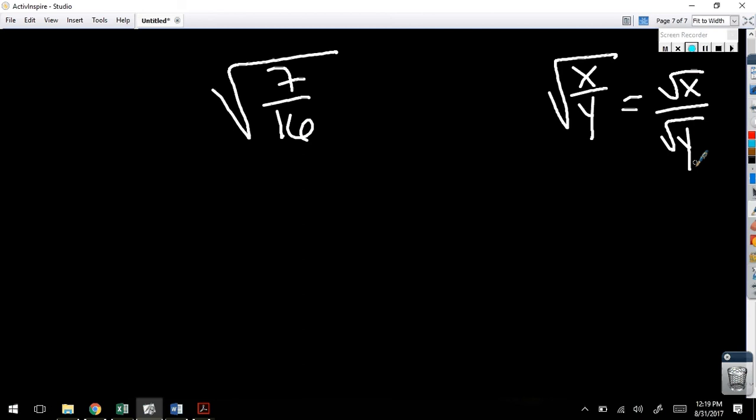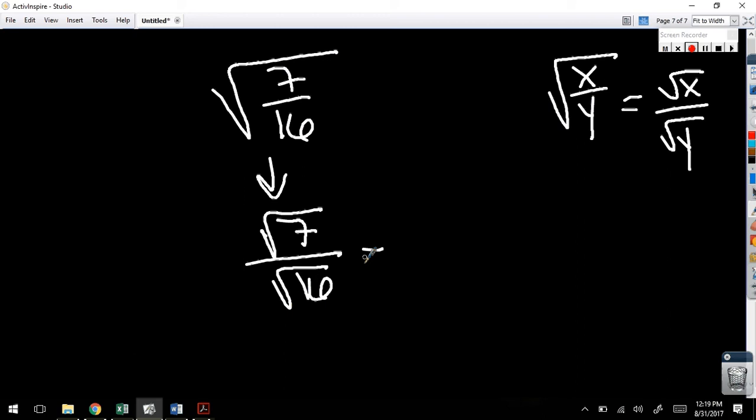Are you taking notes back there? So if I wanted to simplify this one, what could I do? The square root of 7 divided by the square root of 16. Which is? 4. Yes, square root of 7 over 4.